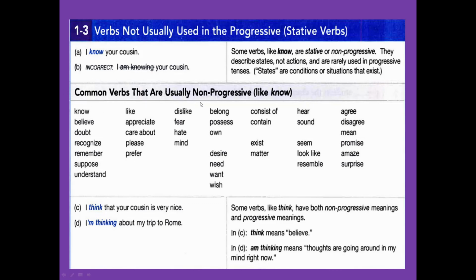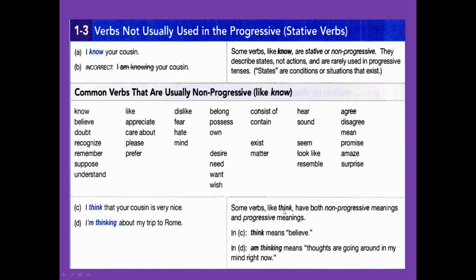Common verbs that are usually non-progressive, like know, are below. Know, believe, recognize, remember, suppose, understand, like, appreciate, care about, please, prefer, dislike, fear, hate, mind, belong, possess, own, desire, need, want, wish. Consist of, contain, exist, matter, hear, sound, seem, look like, resemble, agree, disagree, mean, promise, amaze, surprise.